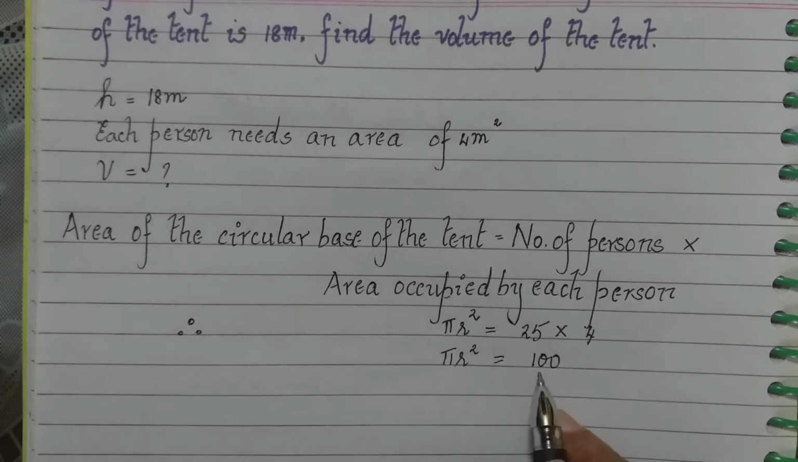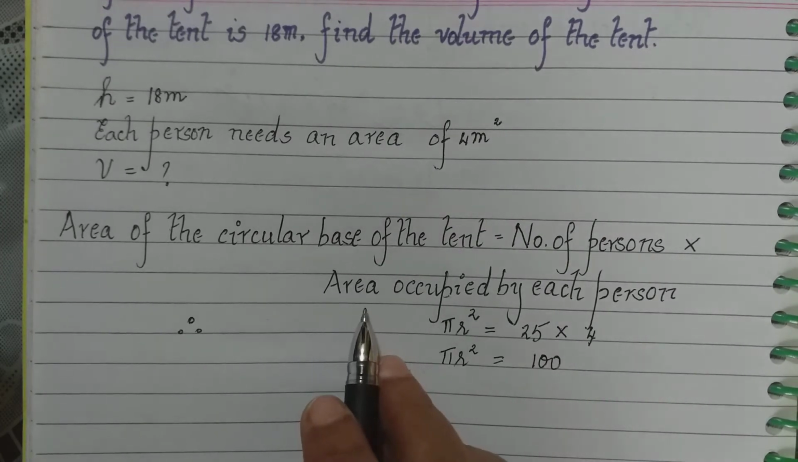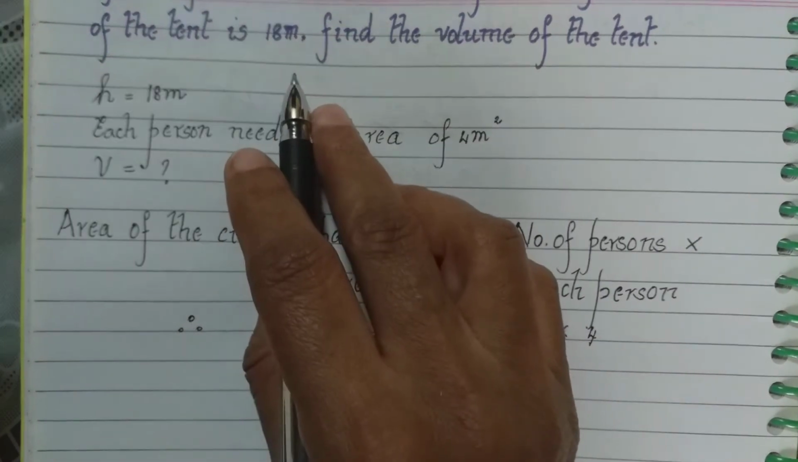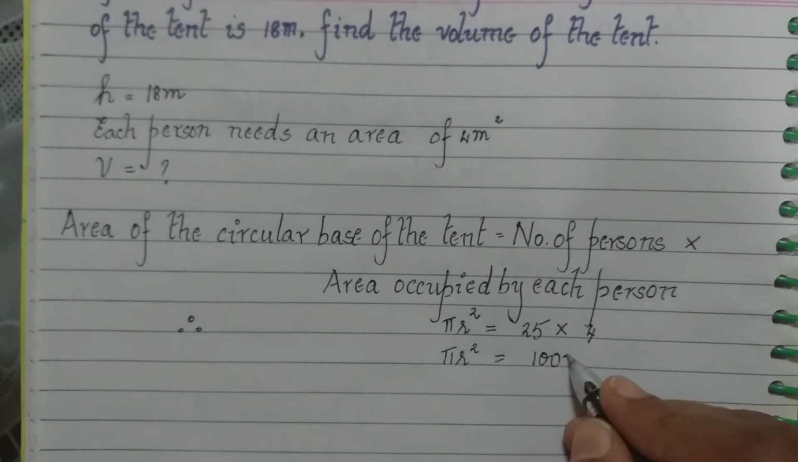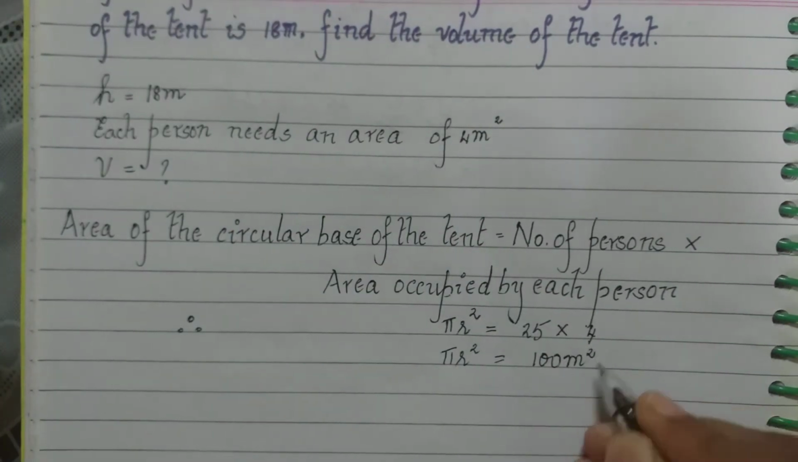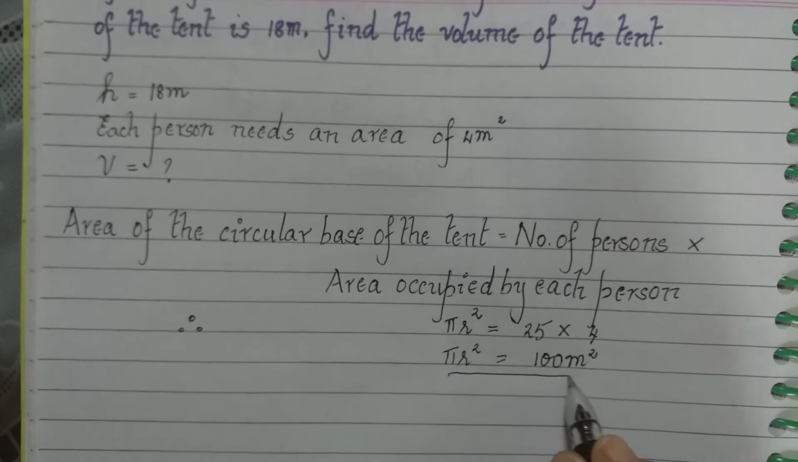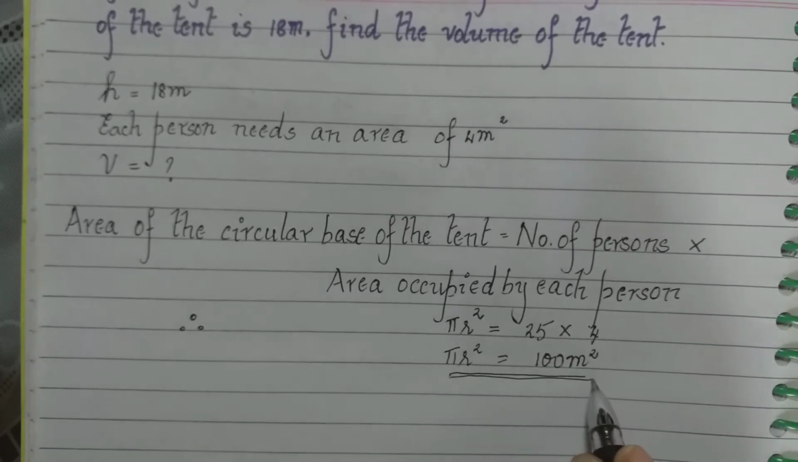Now what is this 100? In what units is it? It is area, and we are talking about meters. So we can say 100 meters square. So we keep it like this only, that pi r square is equal to 100 meters square.